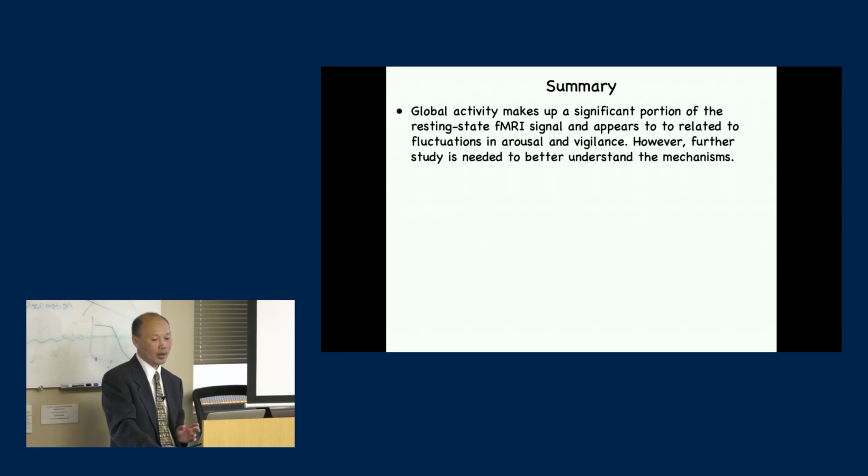Okay? So to summarize, I think it's good to keep in mind that global activity can make up a significant portion of the resting state signal, and it appears to be related at least somewhat to fluctuations in arousal and vigilance. However, I think we need to understand this a little more. And keep in mind that it's highly variable across scans and subjects. Okay. Regardless, whether you do global signal regression or not, arousal and vigilance variations are going to have a major effect on your functional cognitive measures. And I think this suggests the need for additional measures of the subject's state and possibly new analysis approaches.